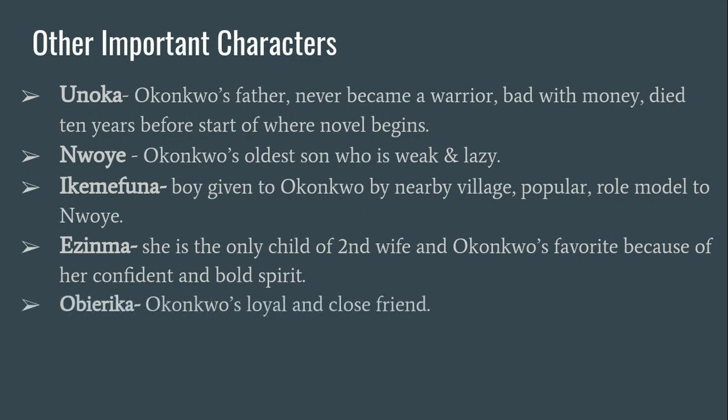Obierika is Okonkwo's loyal and close friend, which, for someone who is kind of hard-headed and stubborn and doesn't like to change, is kind of unusual, that he's got at least somebody. But everybody's got a close friend that they can kind of rely on. And then you'll see that there are a lot of other tribal members, and as we go on in the second part, you'll meet the Englishmen and the other missionaries that come to try to change these tribal individuals.